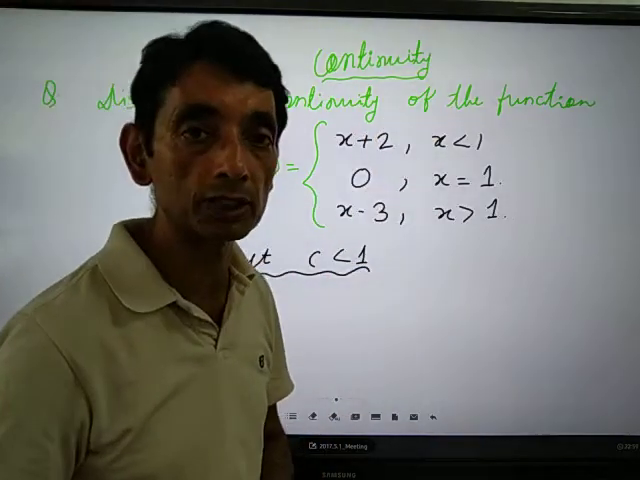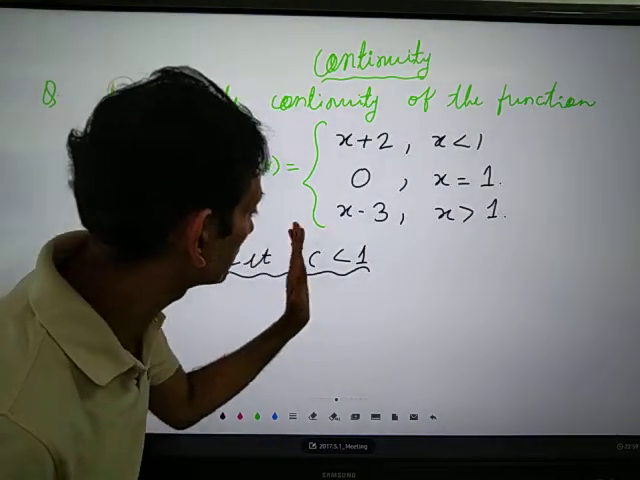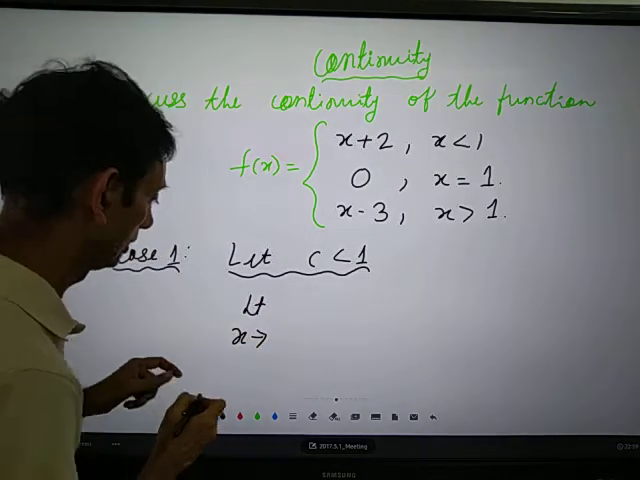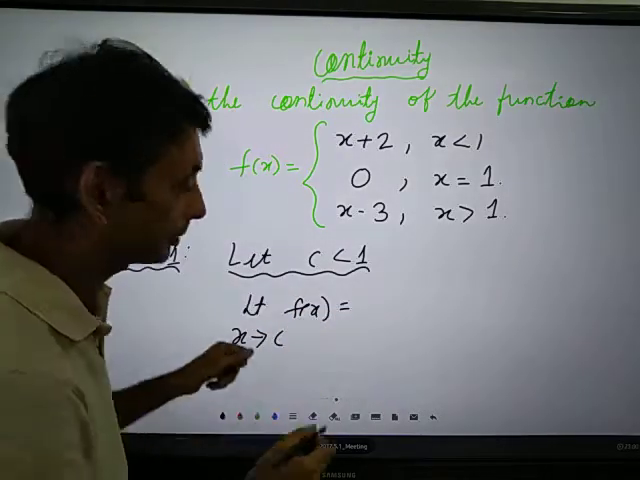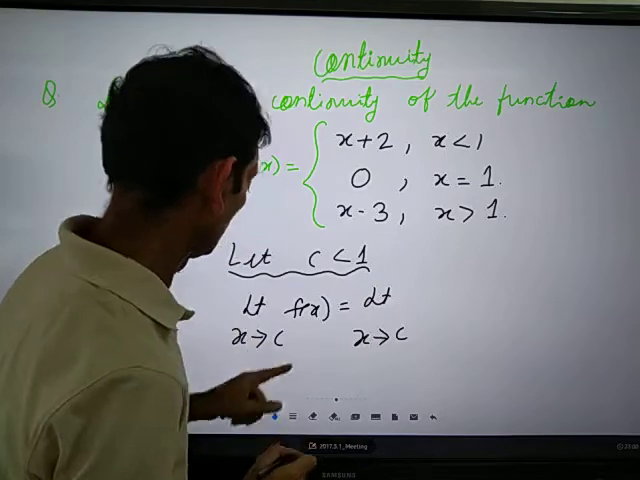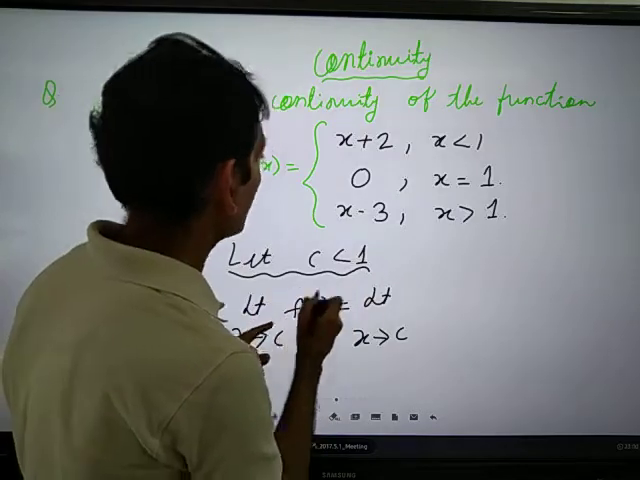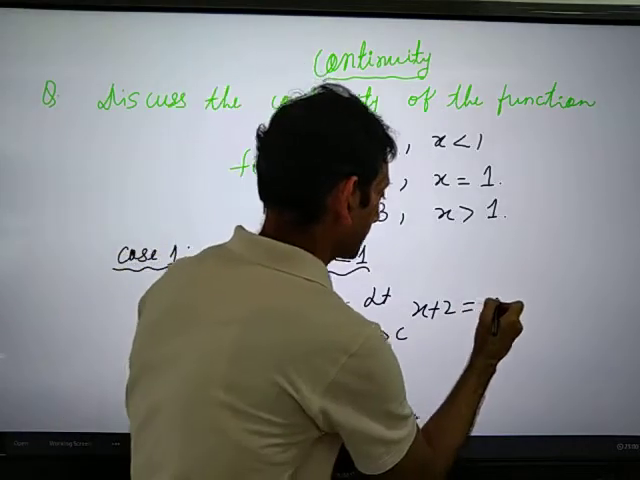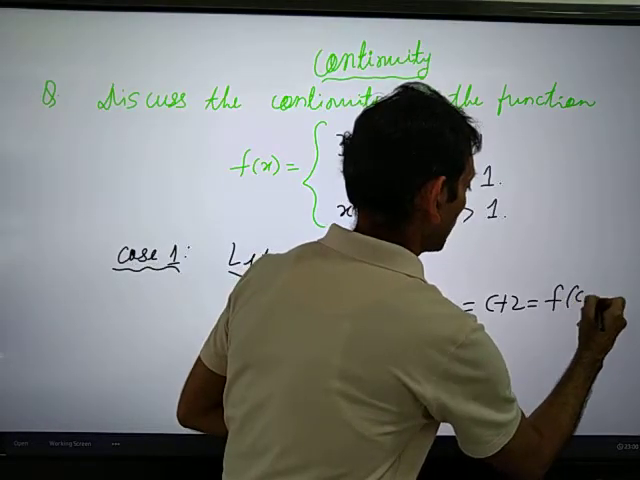We know that the domain of this function is real numbers. First we'll try to see the continuity for all the real numbers which are less than 1. So we can just find a limit like this: limit x tends to c of f(x), and here we are assuming c less than 1. Since x approaches c, and c is less than 1, f(x) can be replaced by x plus 2. This gives us c plus 2, and c plus 2 is nothing but f(c).